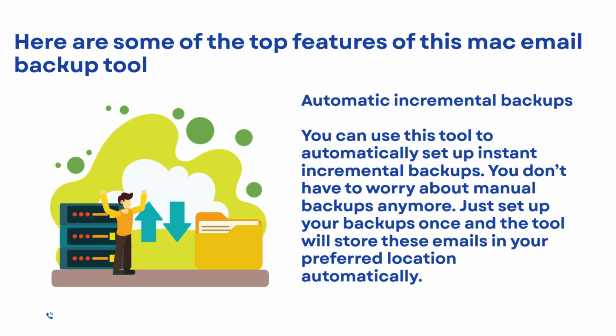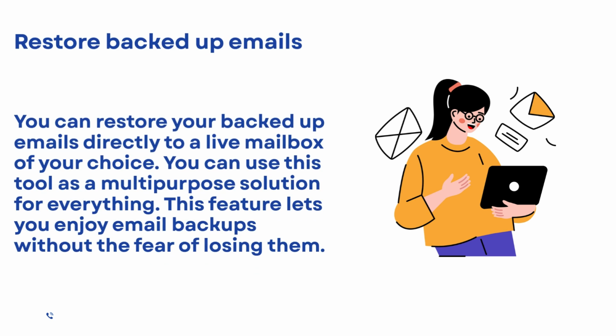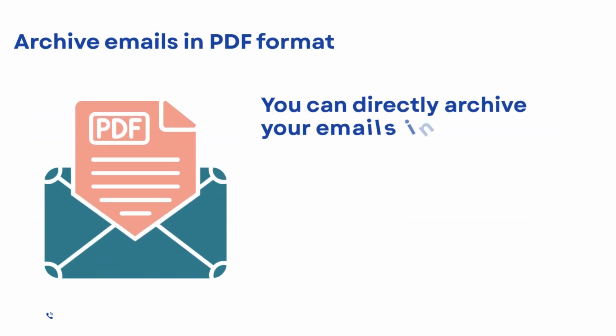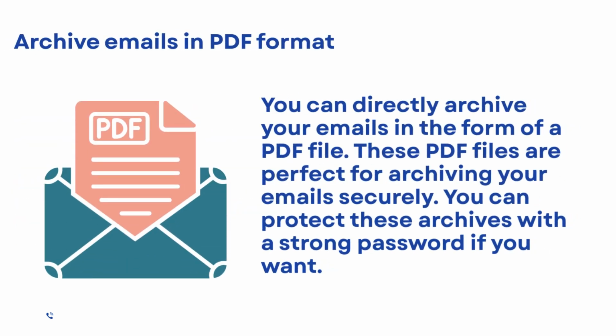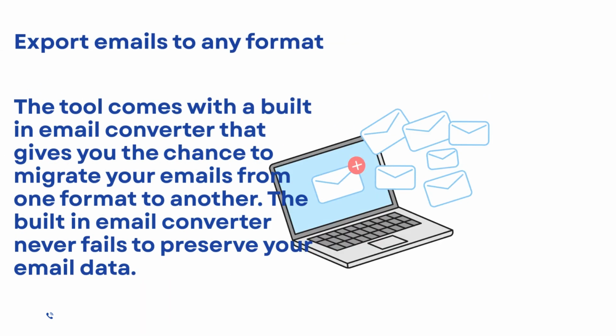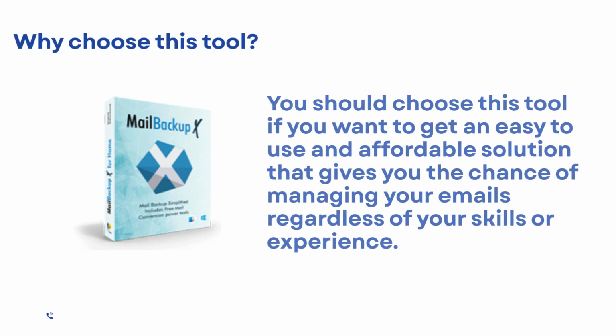Automatic incremental backups. You can use this tool to automatically set up instant incremental backups. Restore backed up emails. You can restore your backed up emails directly to a live mailbox of your choice. Archive emails in PDF format. You can directly archive your emails in the form of a PDF file. Export emails to any format. The tool comes with a built-in email converter that gives you the chance to migrate your emails from one format to another.